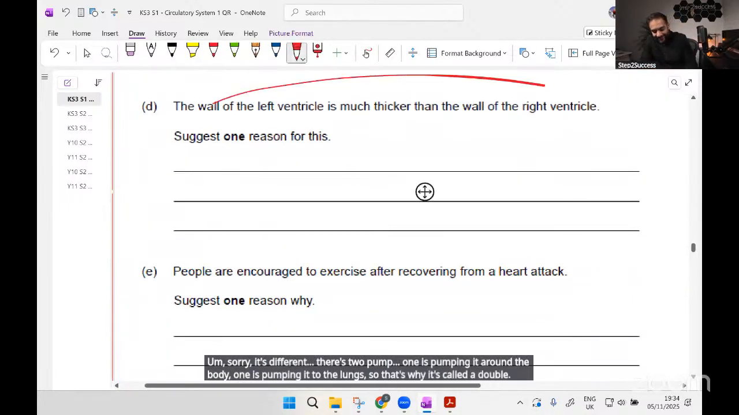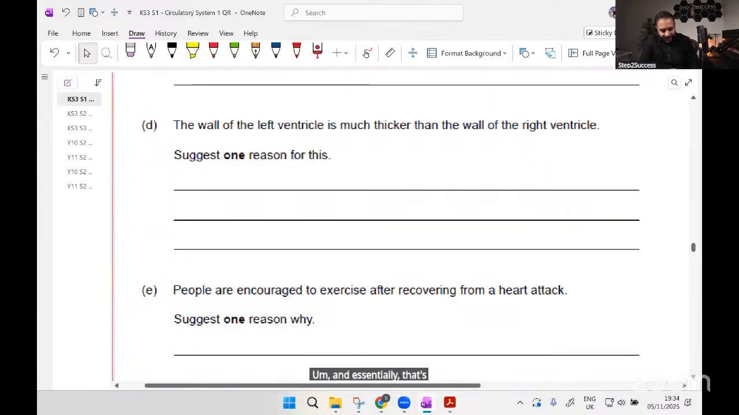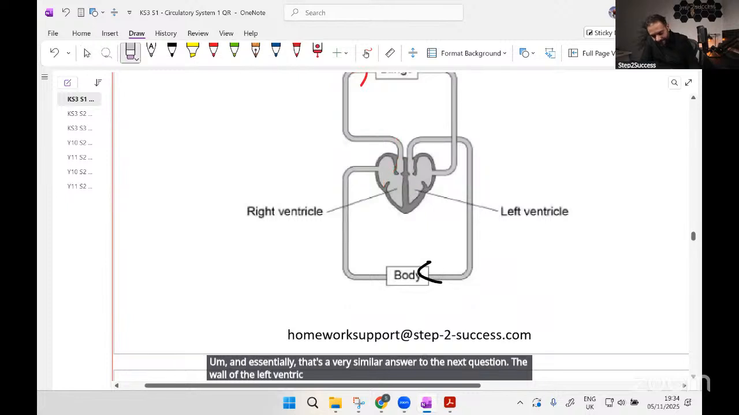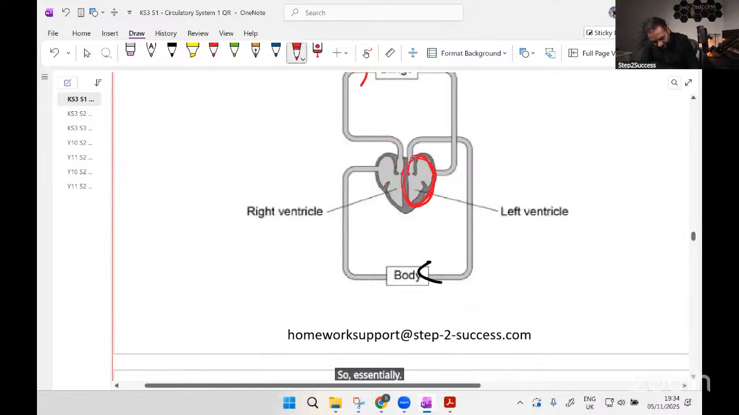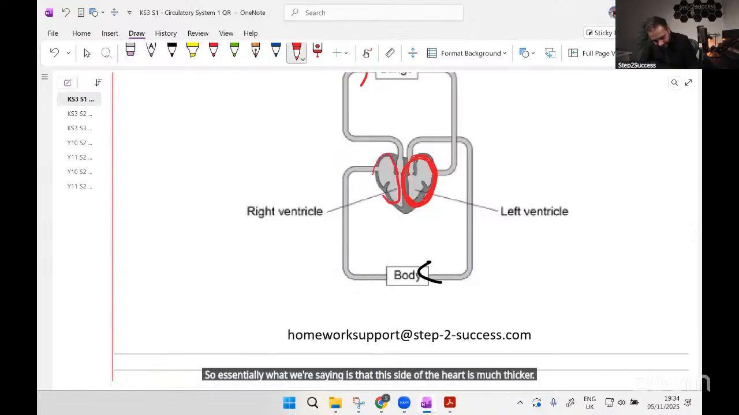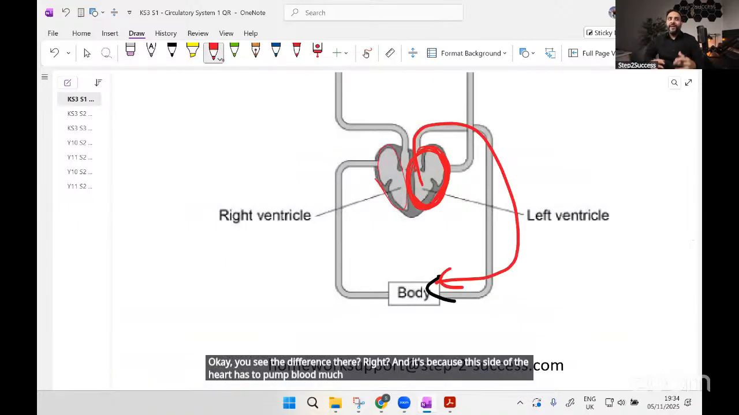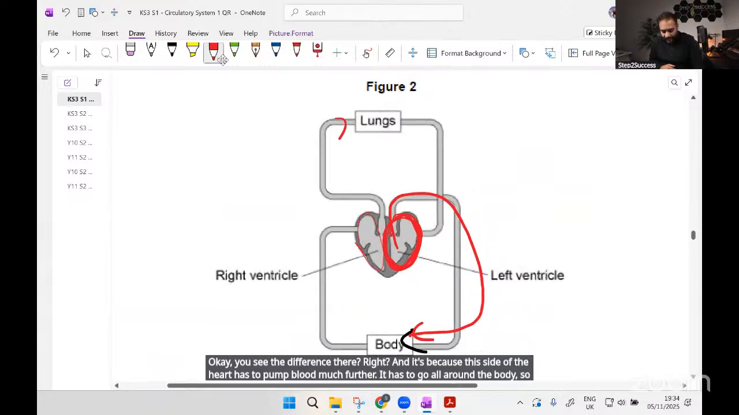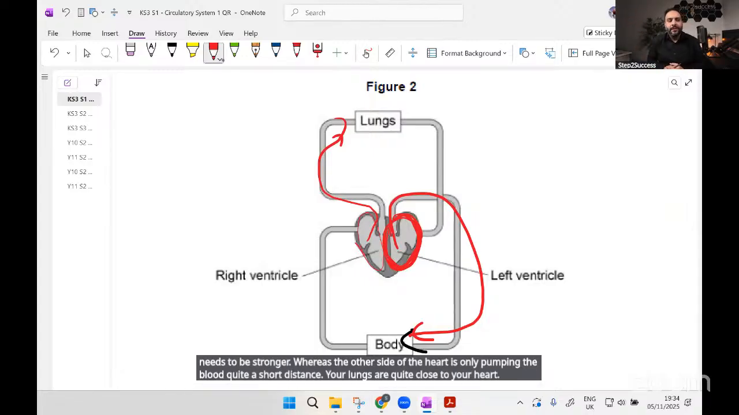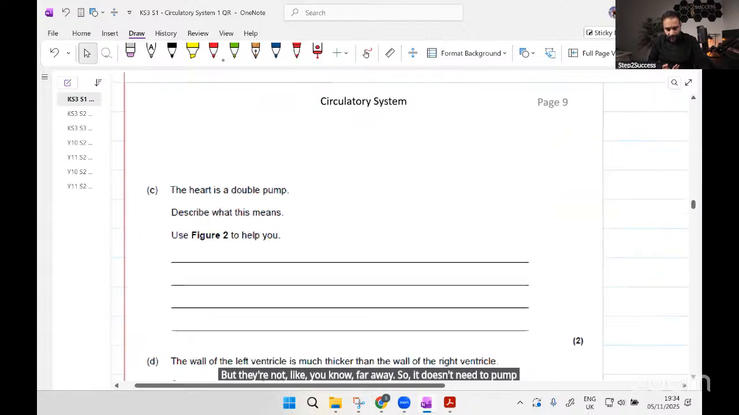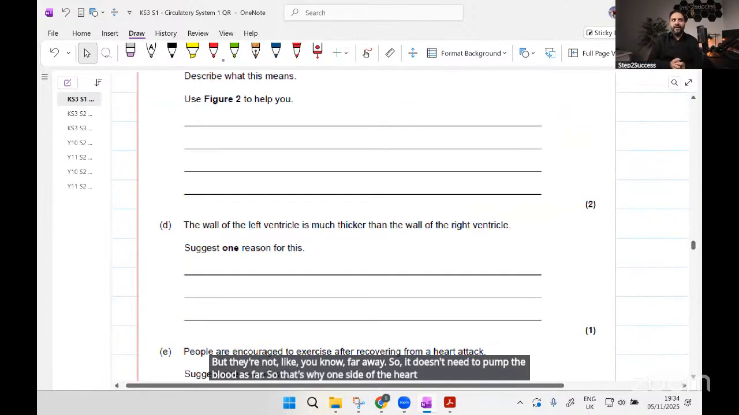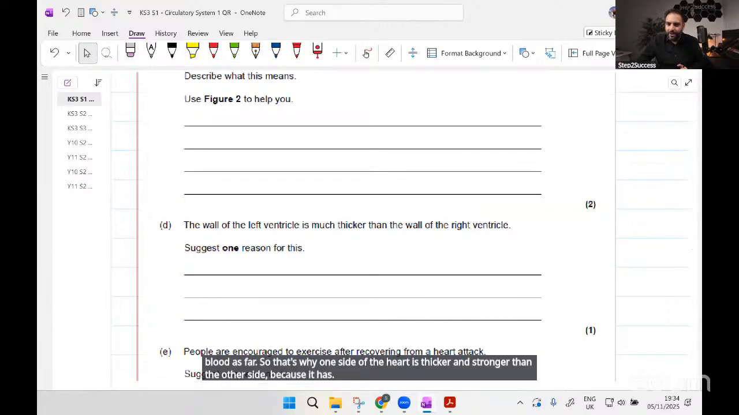And essentially, that's a very similar answer to the next question. The wall of the left ventricle is thicker than the wall of the right ventricle. So essentially, what we're saying is that this side of the heart is much thicker than this side of the heart. Okay, that wasn't a very good picture. Okay, you see the difference there, right? And it's because this side of the heart has to pump blood much further. It has to go all around the body, so it needs to be stronger. Whereas the other side of the heart is only pumping the blood quite a short distance. Your lungs are quite close to your heart, they're not far away. So it doesn't need to pump the blood as far. So that's why one side of the heart is thicker and stronger than the other side, because it has to pump the blood much further.